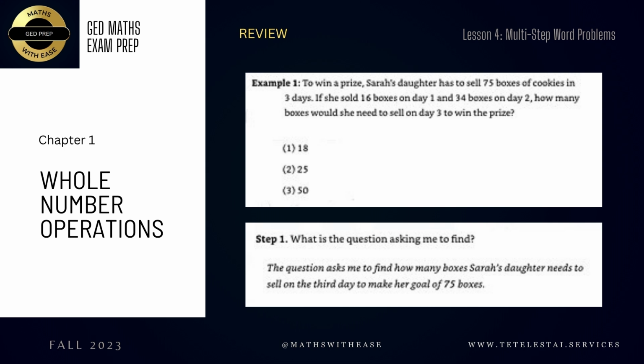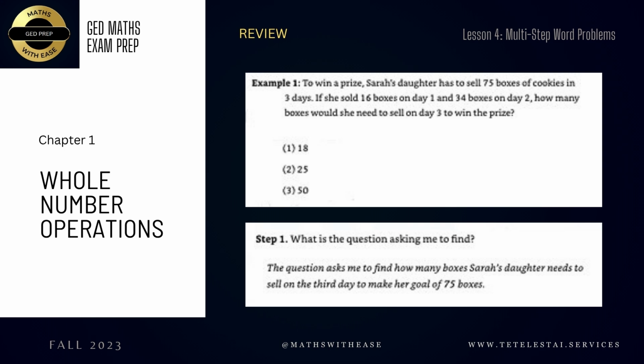And then again, you need to ask yourself, did you answer the question completely? No, because she needs to sell 75 boxes, and so far we figured that she's only sold 50, right? So there's 25 boxes left. And that's exactly what the question is asking you. How many boxes would she need to sell on day 3 to win the prize?